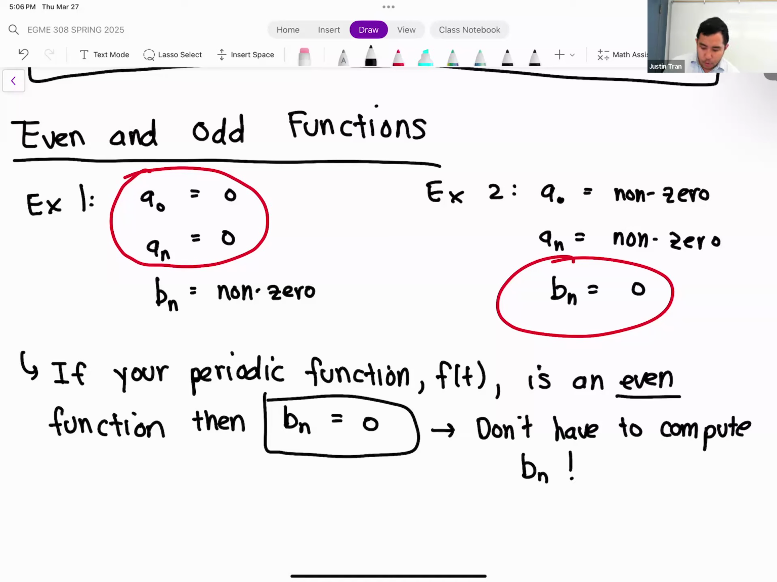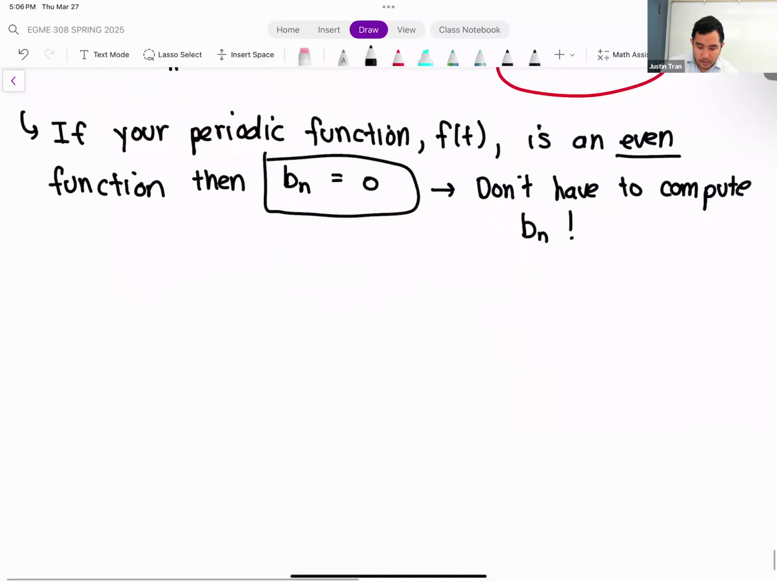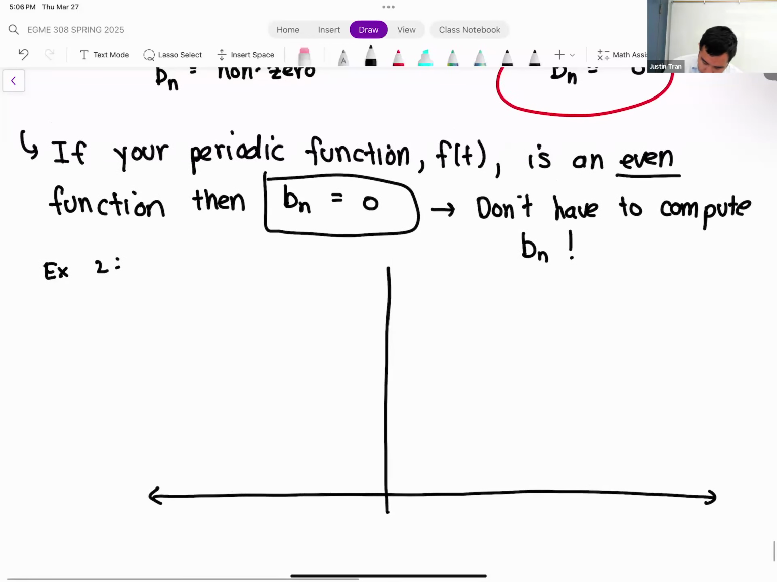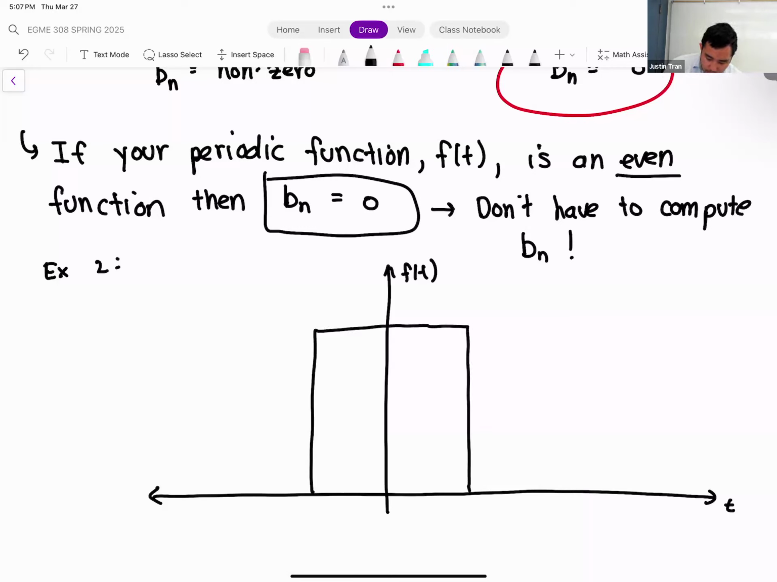Okay. So let's look at our example that was even. So let's look at example 2. And from the picture, I'll show you how it's an even function. So if you look at the graph for example 2 again, it looked like the following. We had the square pulse like this, and it even continued on the x-axis just like that.